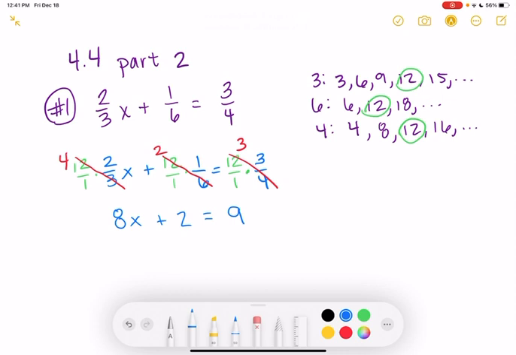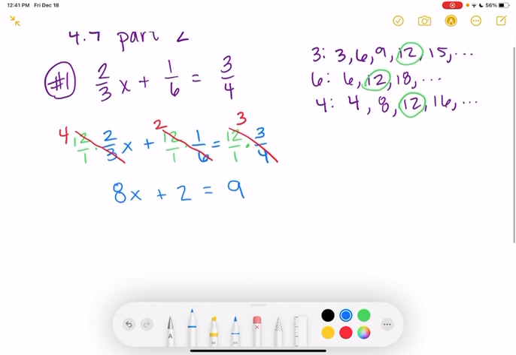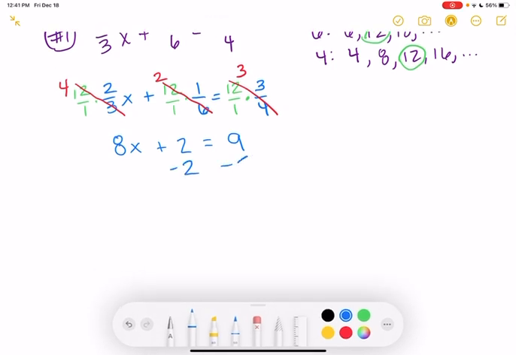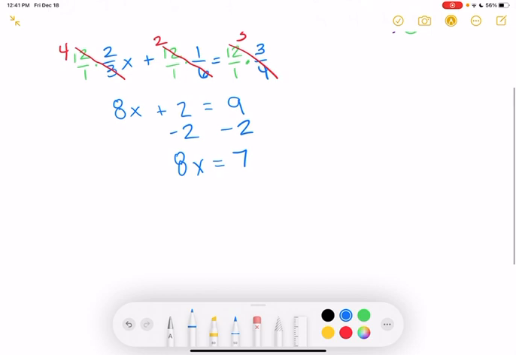Isn't that cool? Okay, so now it looks like the ones that we know how to do. So we'll just keep on going. I have minus 2 from both sides. So I have 8x equals 7. And then finally, divide both sides by 8. So I get x equals 7/8.